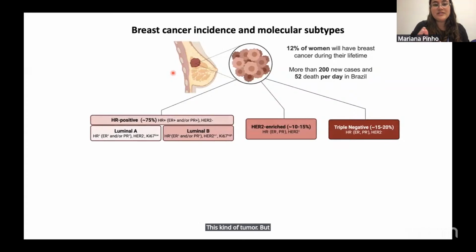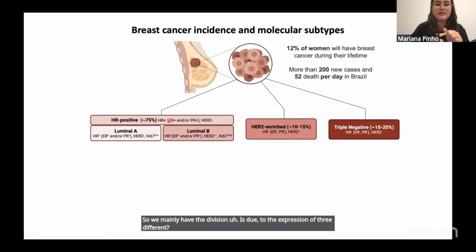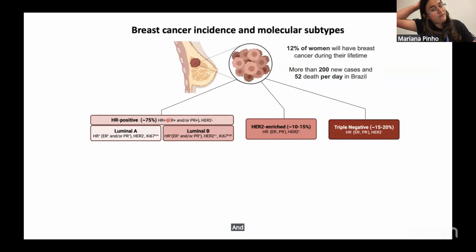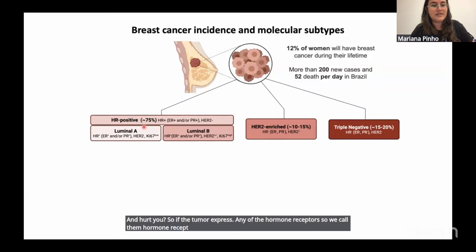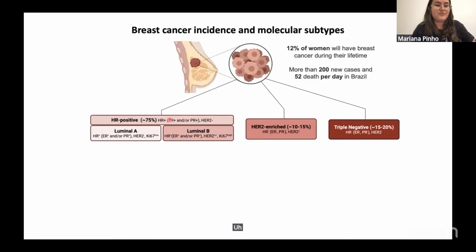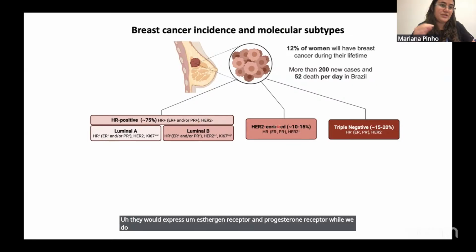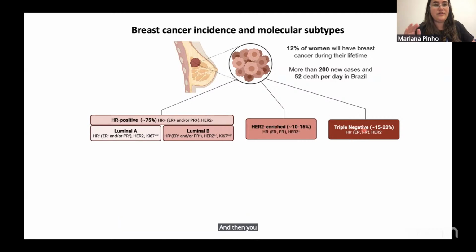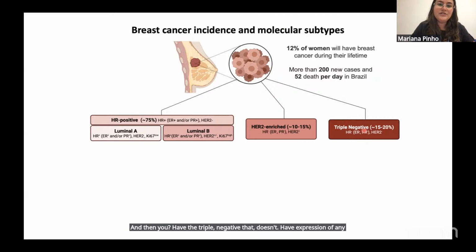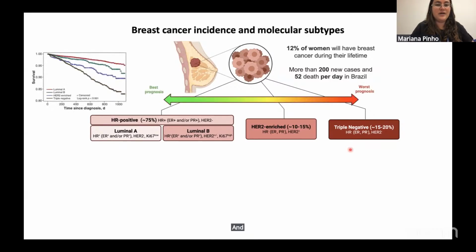But breast cancer is very heterogeneous, and it is divided into different subtypes. The division is mainly due to the expression of 3 different molecules: the receptors for estrogen and progesterone, ER and PR, and HER2. If the tumor expresses the hormone receptors, we call it hormone receptor positive, which is 70% of the cases; they express estrogen receptor and progesterone receptor. Then we have the HER2 enriched, which overexpress HER2, and then the triple negative, which doesn't express any of these markers. And they are quite different by themselves.